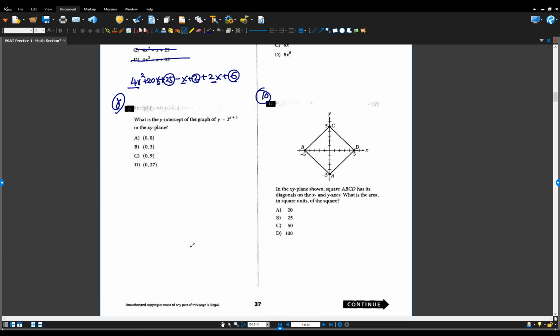All right, number 8. What is the y-intercept of the graph of y equals 3 to the x plus 3? This is an exponent, you know, the exponent. X is negative 3, move over here, look like this way. That is a translation, right? Move y equals 3 to the x, move to the what? Left, okay, by 3 units. So what is the y-intercept? This is the y-intercept? No, this is the y-intercept. Is it D? Yeah, that is correct.